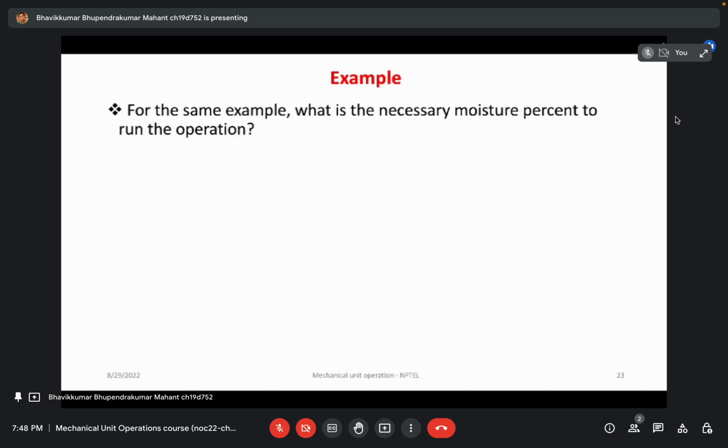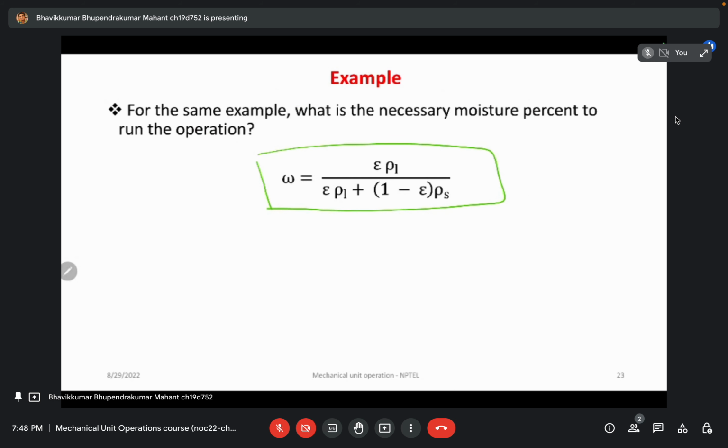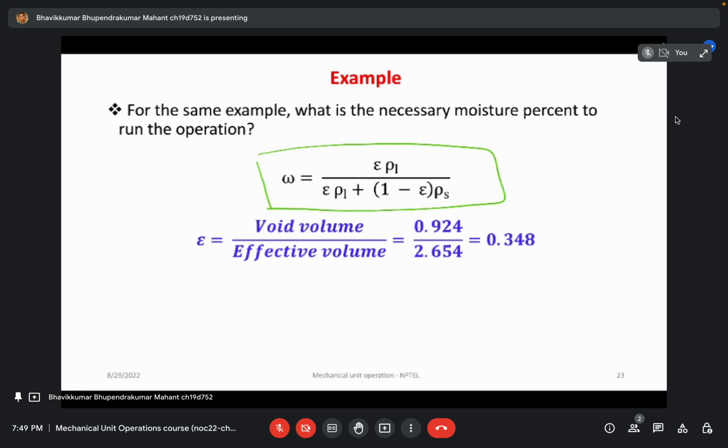Now we will use the same example to find the necessary moisture percentage, the moisture allowance to run a successful operation. For moisture percentage we have the equation omega is equal to epsilon rho L upon epsilon rho L plus (1 minus epsilon) rho S. Epsilon is the void volume divided by the effective volume. We have all the values in our example: 0.925 is the void volume, the effective volume is this, and at the end you get 0.348 as epsilon.